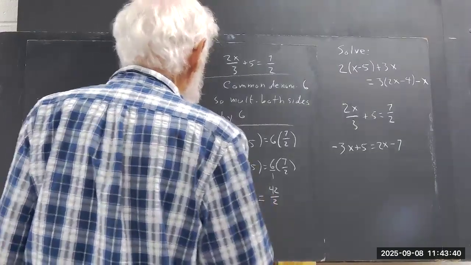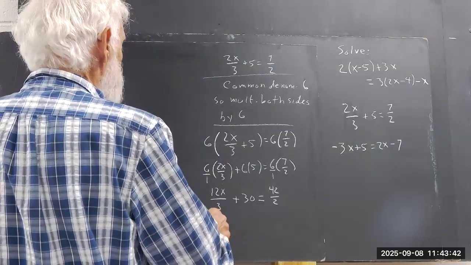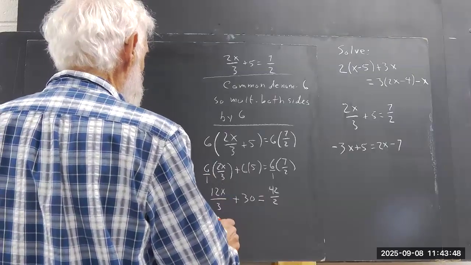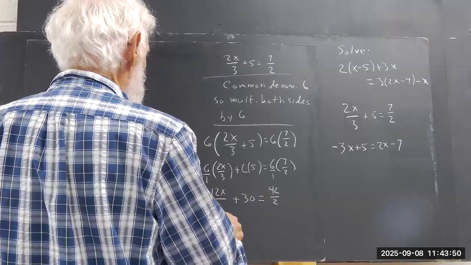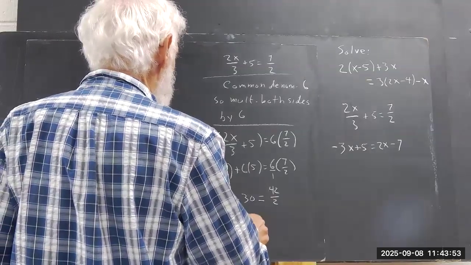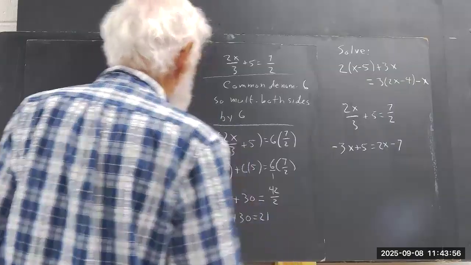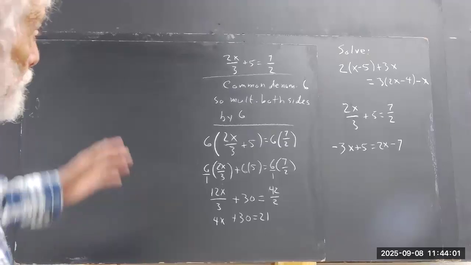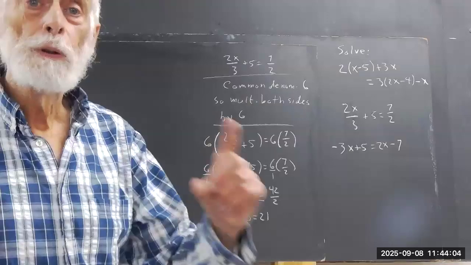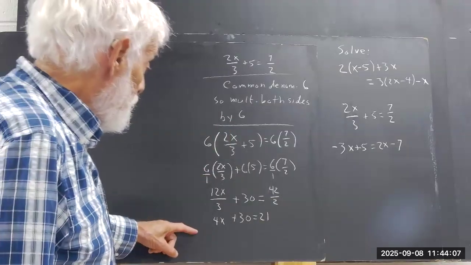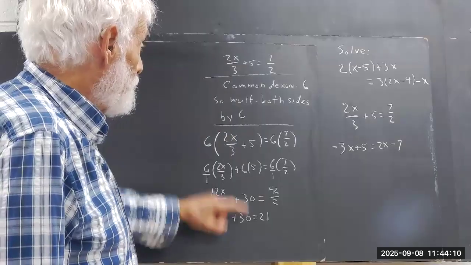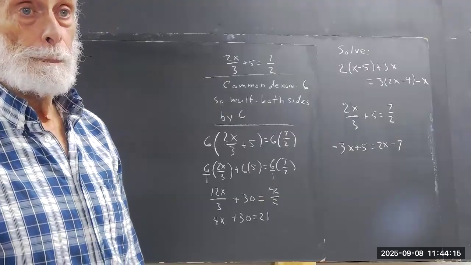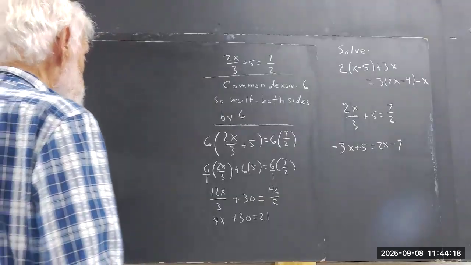But you do have to know how to do it so you know what your software is doing. Okay, so we still got denominators, but now they divide out. Because we multiplied by 6, this number is going to have a factor of 3, and we're going to get 4x plus 30 equals 21. And now it's really easy to solve. Because multiplying by 6 carefully so we don't mess up any steps brings this equation with fractions into a very simple equation without any. Okay?